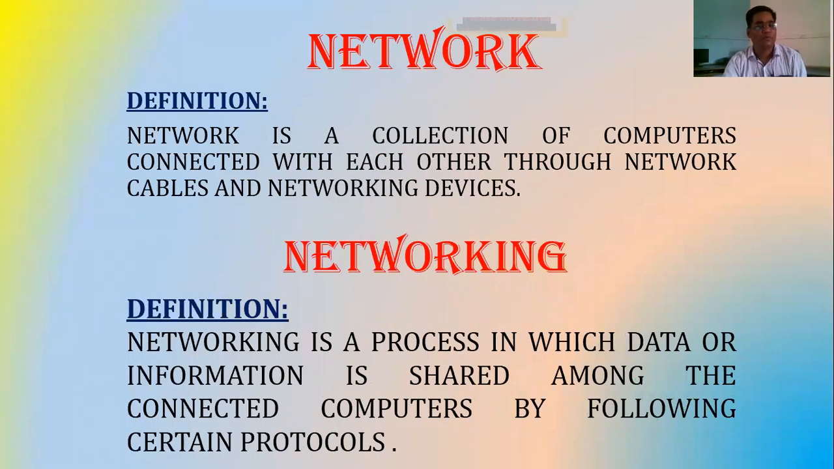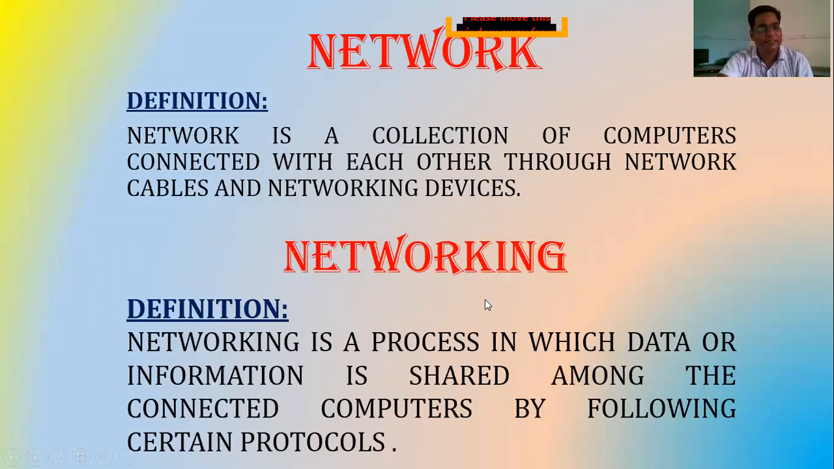So what is network? Before knowing about internet, we have to know about network. The definition of network: network is a collection of computers connected with each other through network cables and networking devices. Means to say, a collection of computers is there, but if they are not connected through network cables or networking devices, then we cannot call it a network. Network can be called only when the collection of computers is connected with each other.